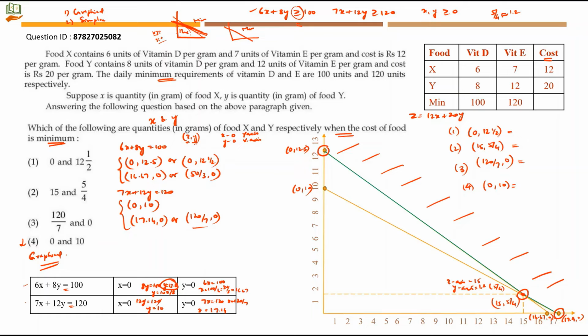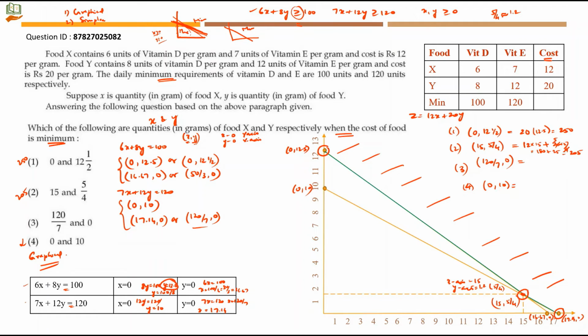So let's first calculate z for the rest of the options. 12 into x, so 12 into 0 is 0 plus 20 into 12.5. This will give a value of 250. So let's mention 250 here. Then we have 15 as the x value. So 12 into 15 plus 20 into the y value, which is 5 by 4. Here 12 into 15 gives 180, plus I will cancel 4 and 20, 4 5s are 20. So 5 into 5 is 25. This gives a value of 205.